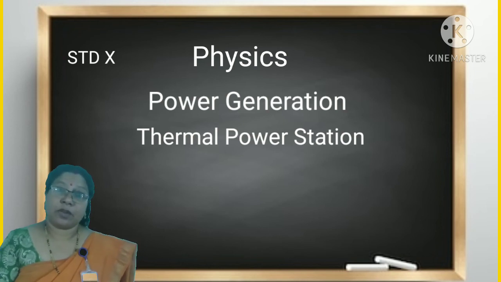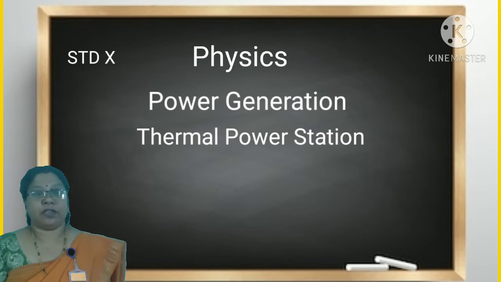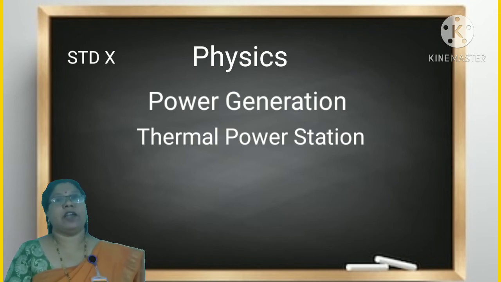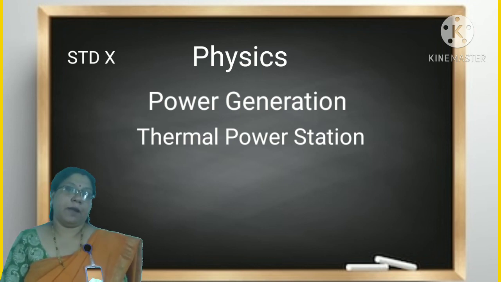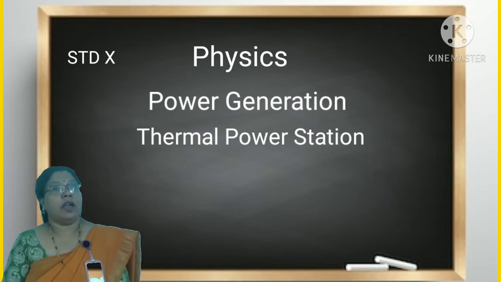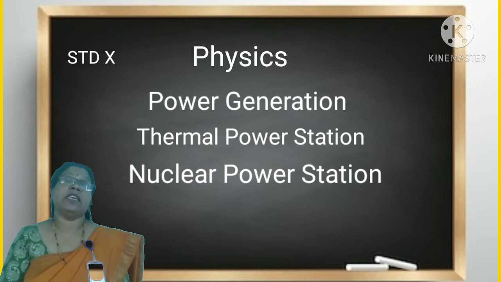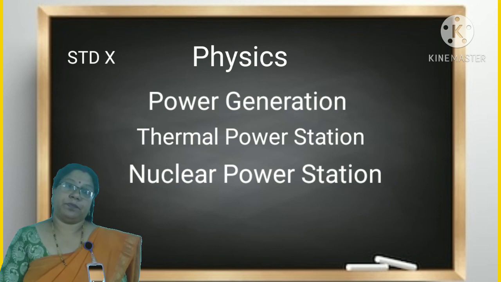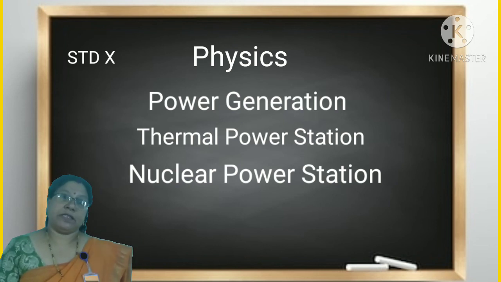In a hydroelectric power station, potential energy is converted into mechanical energy, which is converted into electrical energy. But in a thermal power station or nuclear power station, at first heat energy is produced and heat energy is converted into electrical energy. So these are the three main types of power stations.